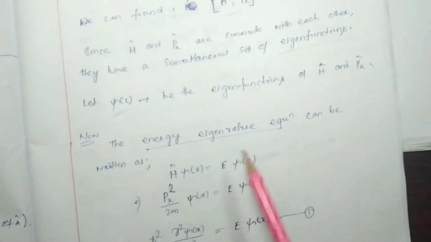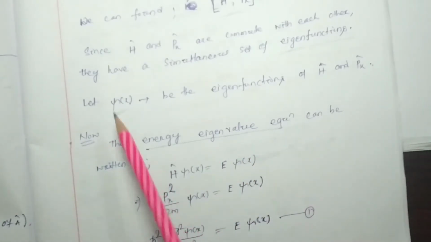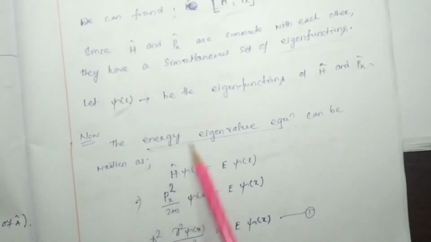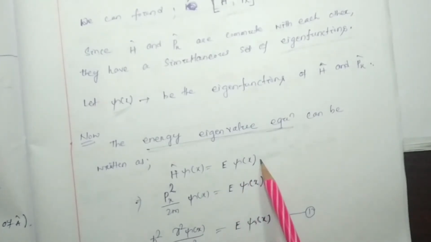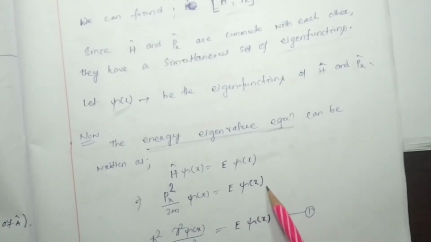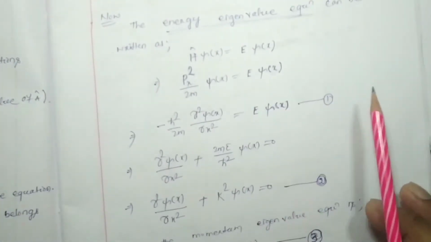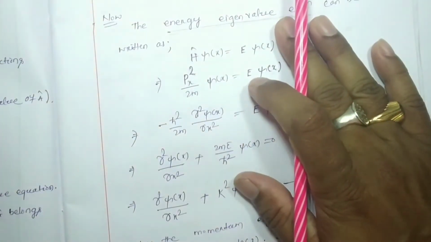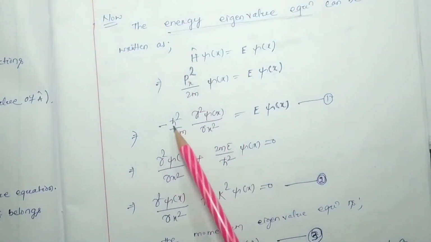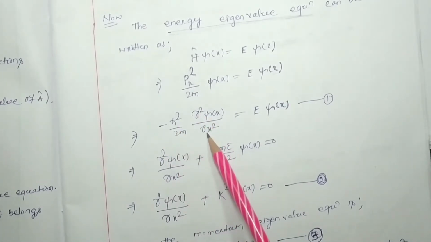The energy eigenvalue equation can be written as h cap psi x equals E psi x, where h cap is nothing but p x square by 2m, so p x square by 2m psi x equals E psi x. Here psi x is a function of x. And p x square will be nothing but minus h cross square into del square by del x square.